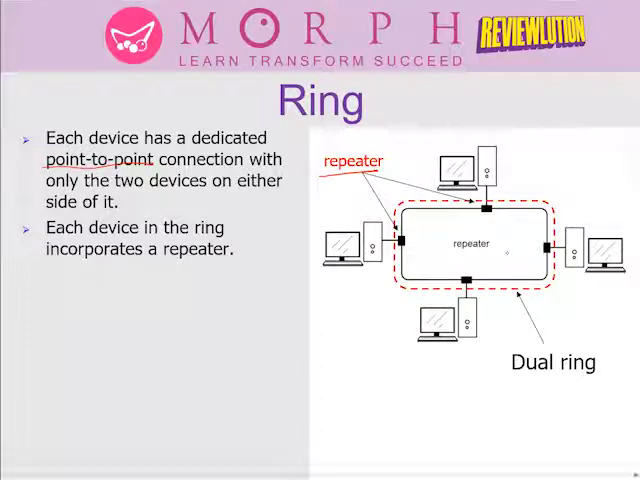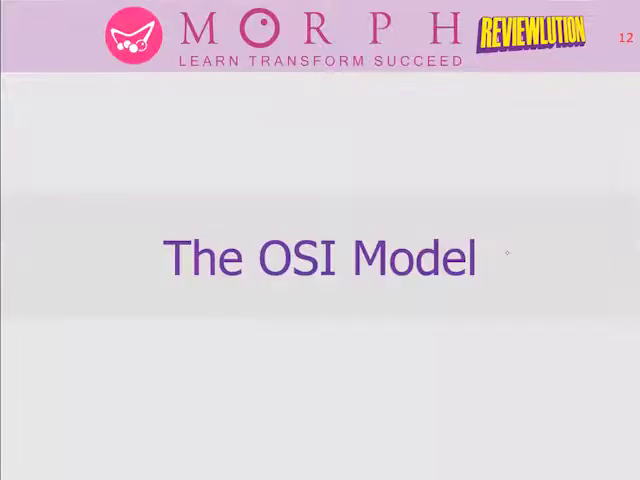So those are our four topologies. We have the mesh, the star, the bus, and the ring topology, with their advantages and disadvantages. Now let's move on to the OSI model.